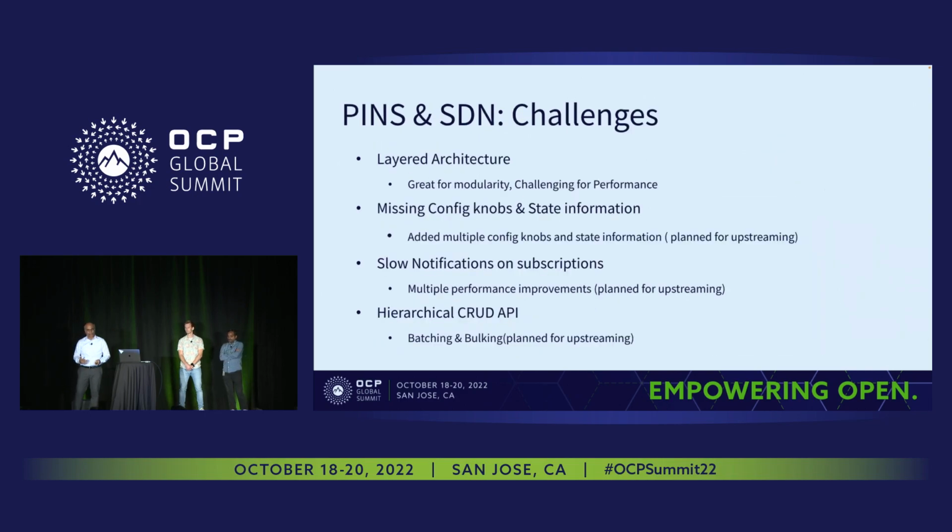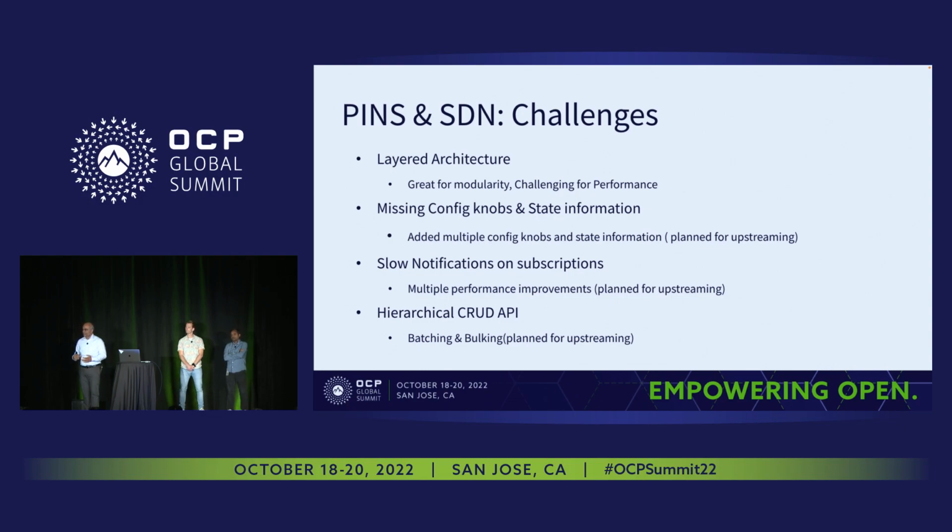And here's where we get a bunch of challenges. We have a layered architecture in SONiC. It's great for modularity, but it's also challenging for performance. And as I mentioned before, we have a few missing knobs and state information. Right? So this also is important. We have been working on this one, and we are planning to upstream most of the additional config knobs and state information that we have added. In fact, this morning in the SONiC community meeting, we talked about link damping. This is a feature where we would try to reduce the amount of link flaps that get communicated to the controller and back, and how reducing that communication, in fact, increases the performance overall.